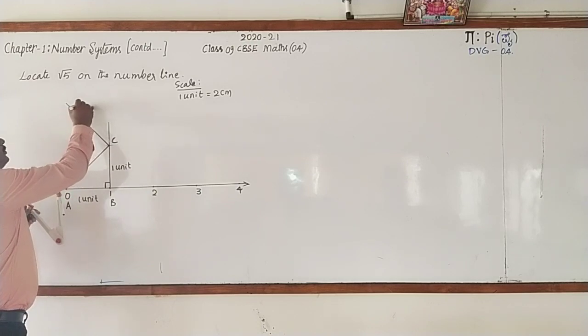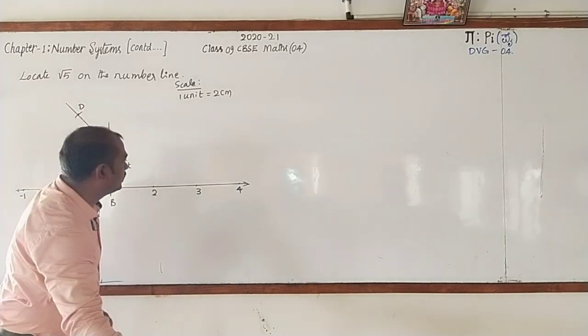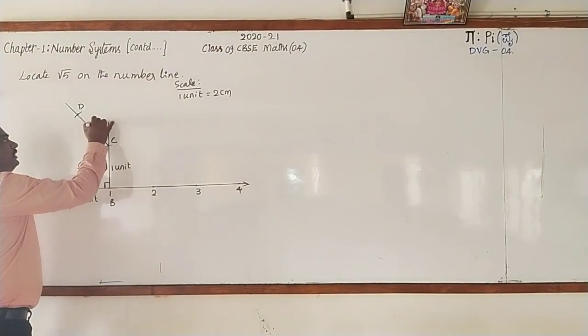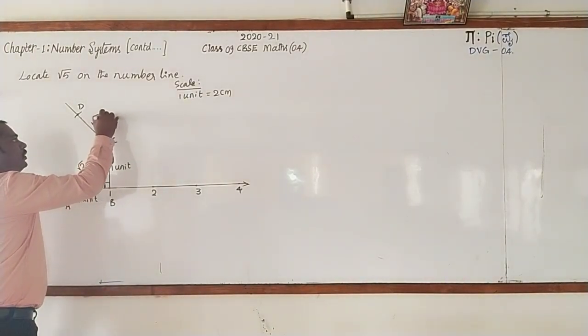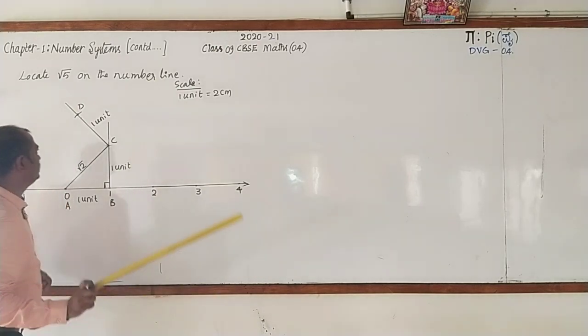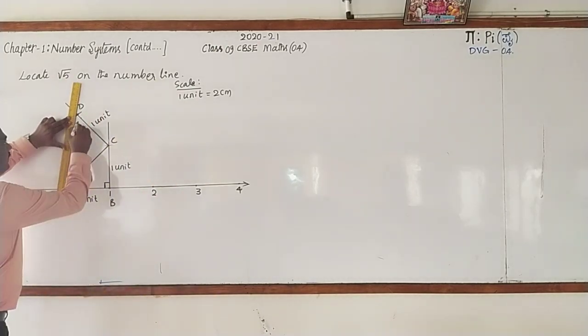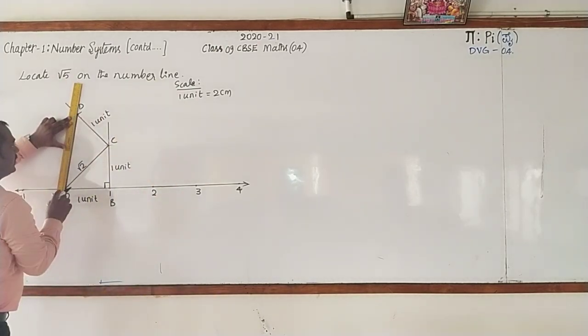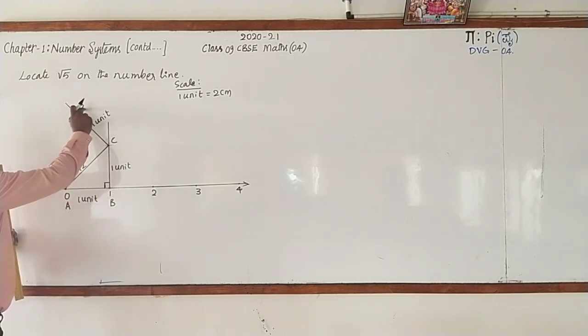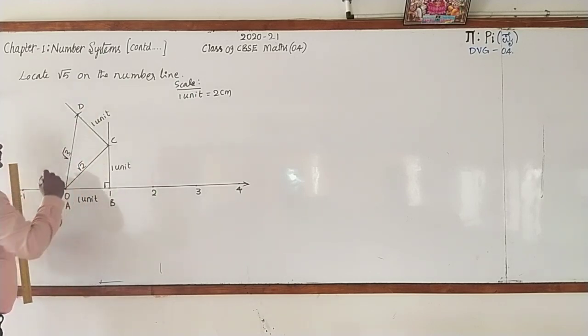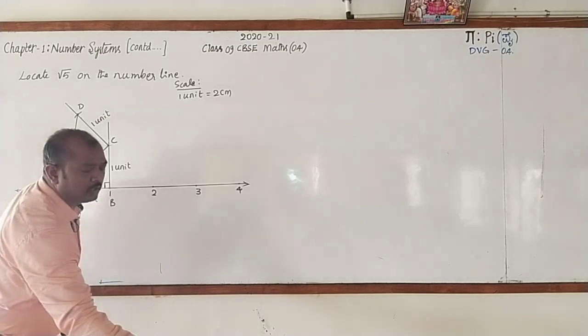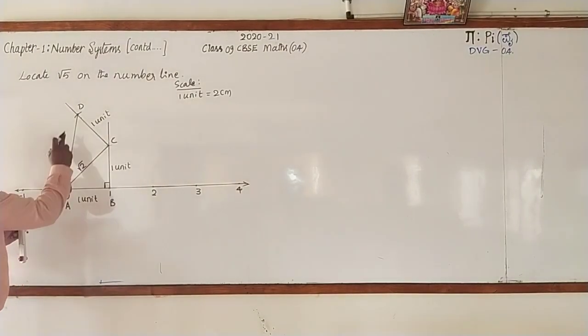So this is point D. What is the length of CD? It is also 1 unit. Then join DA. What is the length of AD? It is root 3. We have come to know how to calculate the length of AD.